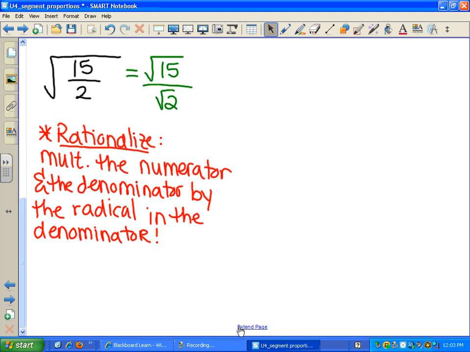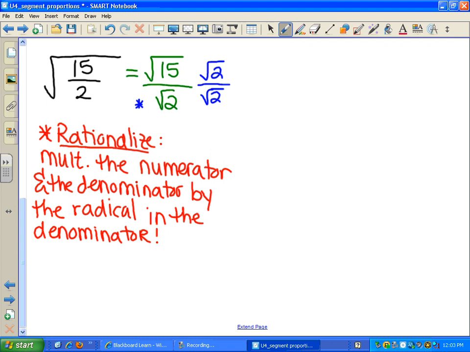So let's look here. In the denominator I have the square root of 2. So I'm going to multiply by the square root of 2 over the square root of 2. Now the reason why we have to do it to the top and the bottom is because what's the square root of 2 divided by the square root of 2? Well, that's just 1. And we can multiply anything in the world by 1 and we'll never change it.